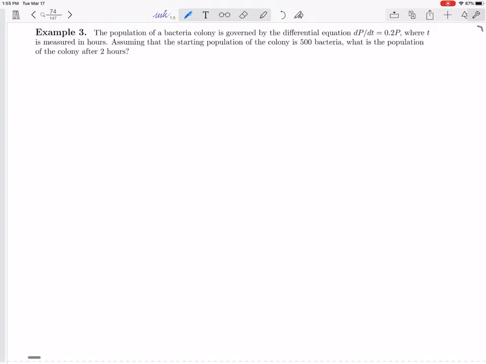So we are given a differential equation dp/dt equal to 0.2p, and we are also given an initial condition. The initial condition is that the starting population is 500 bacteria. We can translate that into p(0) = 500. So now we have an initial value problem. We have a differential equation and we have an initial condition.